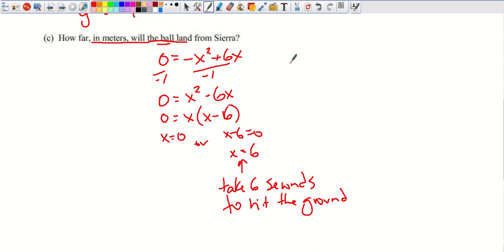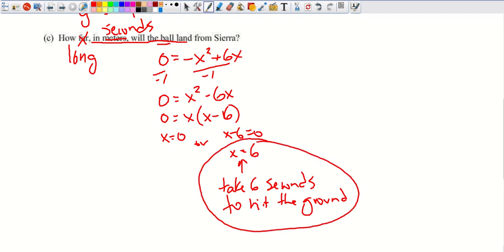So instead, this question should be how long, how long in seconds, will it take for the ball to land after Sierra throws it, would be the question this should be asking. And this would tell us that it took 6 seconds for it to hit the ground. So not the question of how far, we don't know that. We know the height at the ground is 0, so that's why we can't say what's going on here.